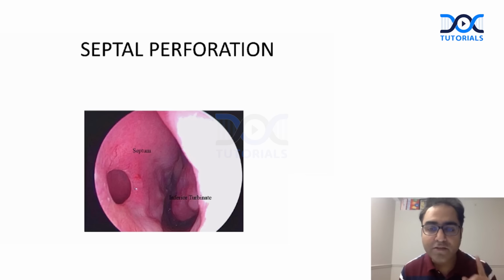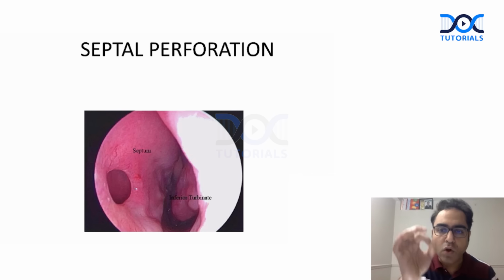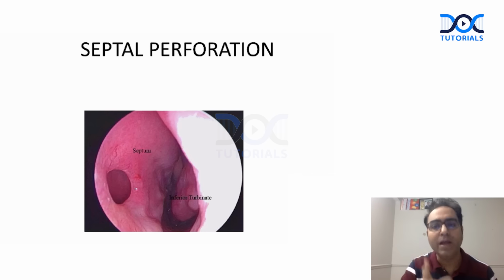Guys, please don't forget Wegener's granulomatosis. Now, Wegener's granulomatosis can cause perforation of both the cartilaginous and bony part of the septum. The second thing can be epistaxis. Number three will be symptoms of sinusitis. And along with this, hemoptysis will be there in the picture. Wegener's granulomatosis as an autoimmune disorder in ENT is very important.